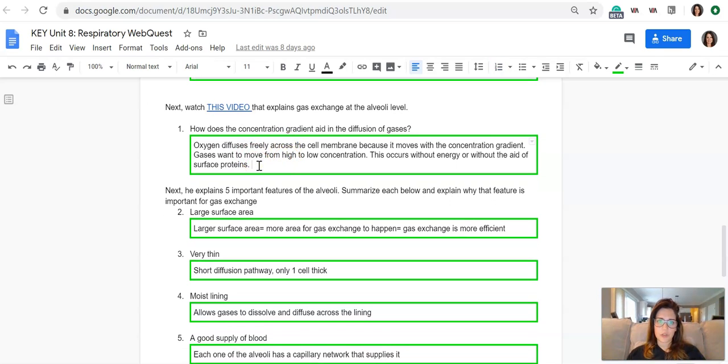So oxygen diffuses freely across the cell membrane because it moves with the concentration gradient, high to low concentration. Gases want to move from high to low concentration naturally. This occurs without energy or without the aid of surface proteins.